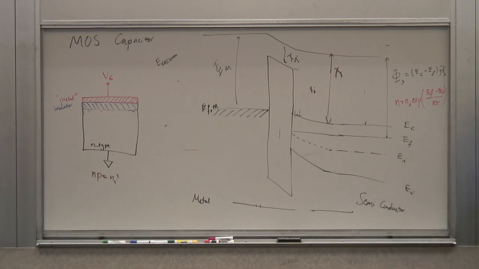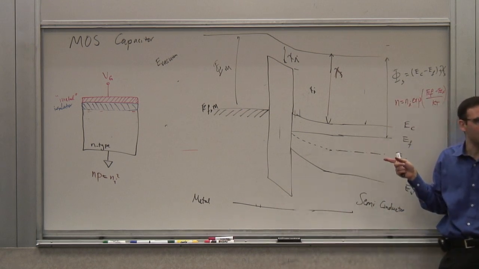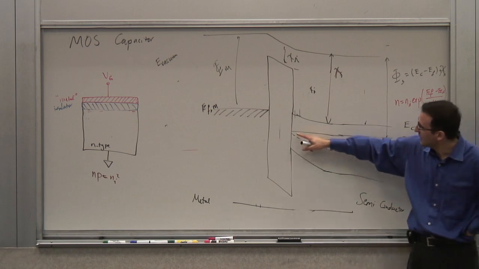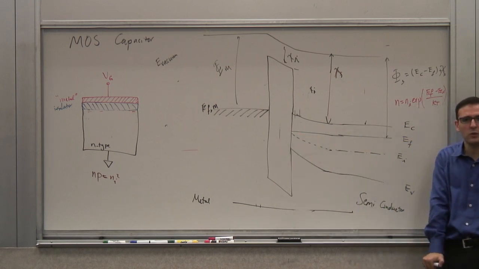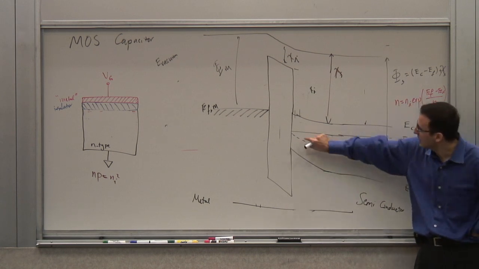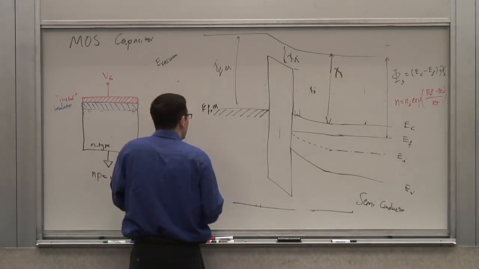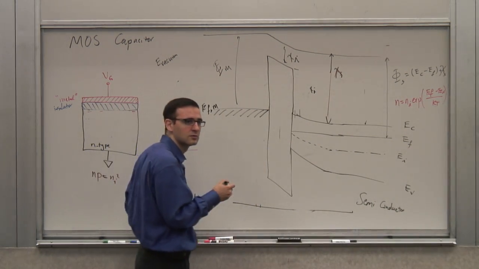Now what happened? What does this tell me? Again, it's the difference between the EI and EF levels that determines how many electrons I have. So what does it tell me about the surface? It tells me that I have much fewer electrons, right? It's an exponential dependence. So now here, I have much fewer electrons. So in effect, that tells me that I have depleted the surface of charge.